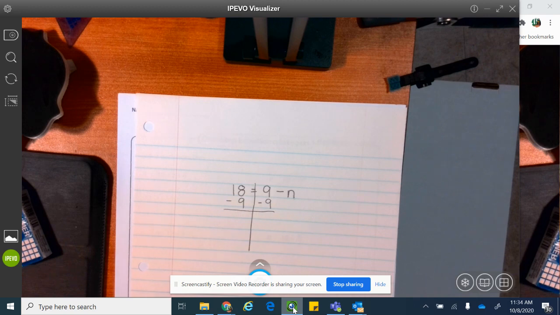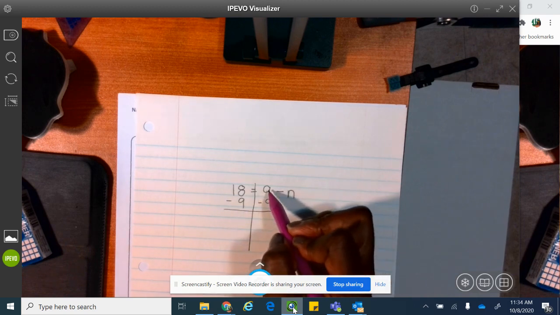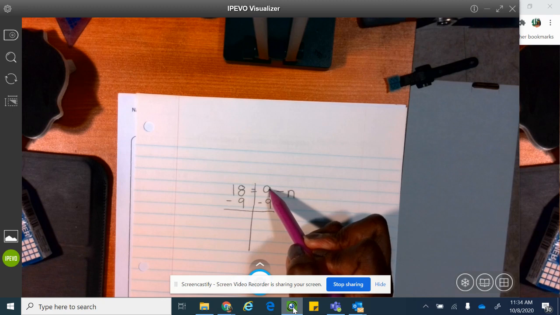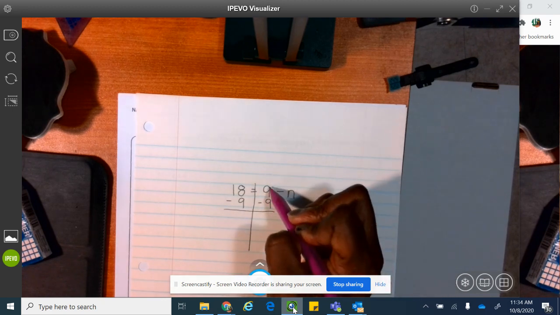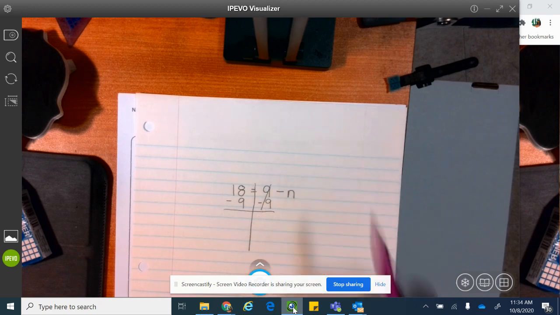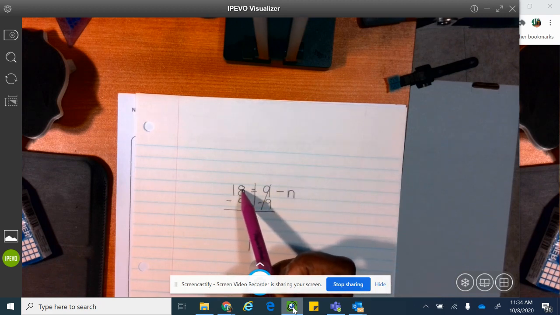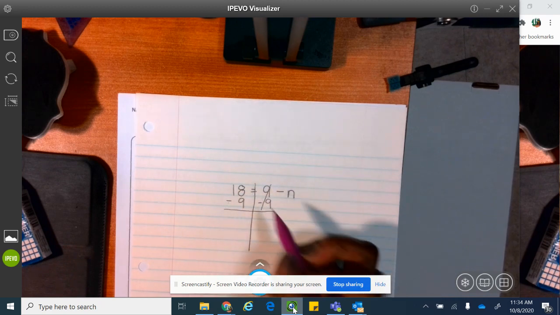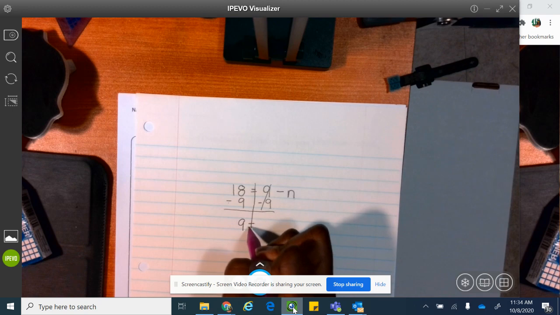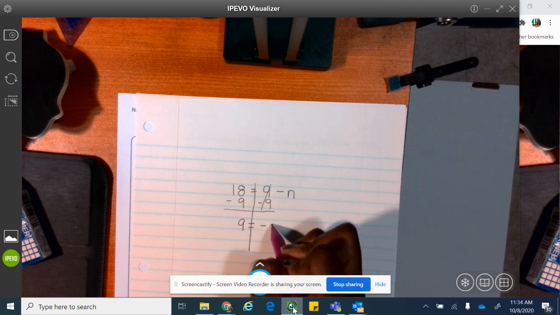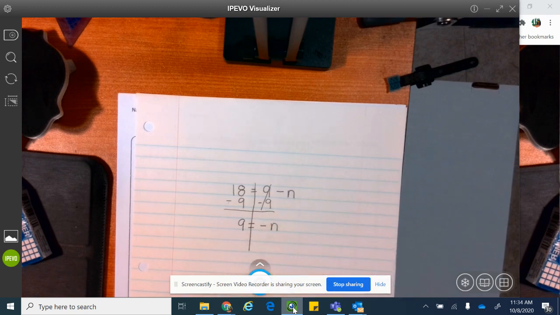So back to my equation. I had a positive 9 here, and I added a negative 9. When you do that, it cancels off those 9s. And now I have 18 minus 9, and that's going to leave me with 9 over here, equals a negative n. Well, you can never have a negative variable.